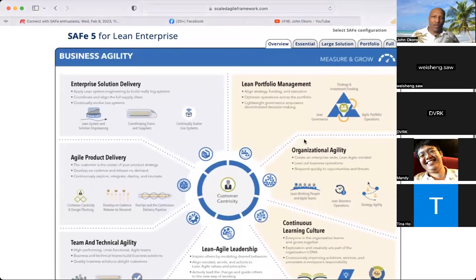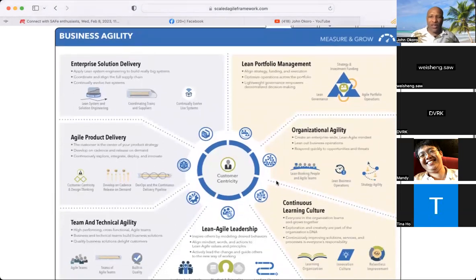This is the overview of the big picture that kind of shows the different areas. We have these different disciplines in Scaled Agile: lean portfolio management, organizational agility, continuous learning culture, enterprise solution delivery, Agile product delivery, team technical agility, and lean Agile leadership. And these are the different areas that you can kind of go into. We usually go into a class called Leading SAFe, or Leading Scaled Agile Framework certification. That's a starting point where people start to learn about Scaled Agile.